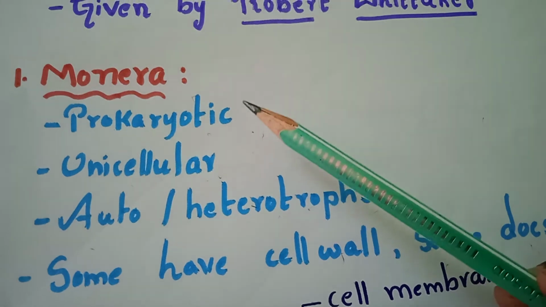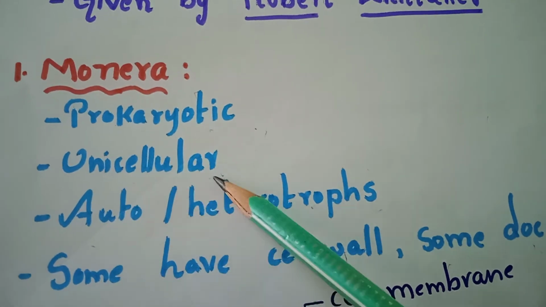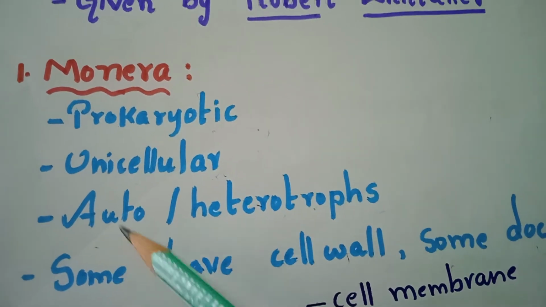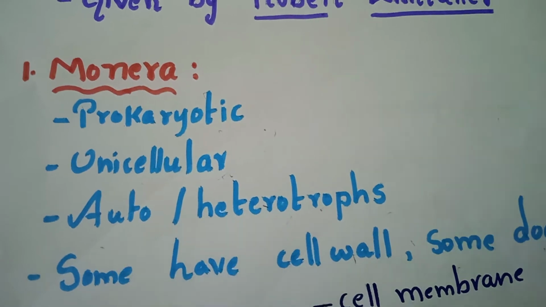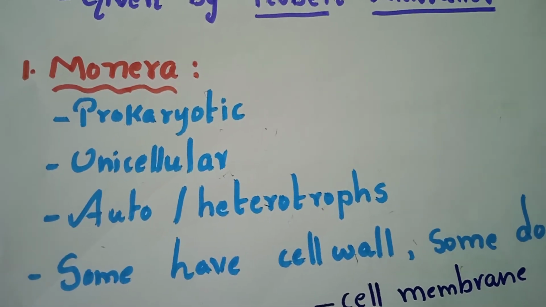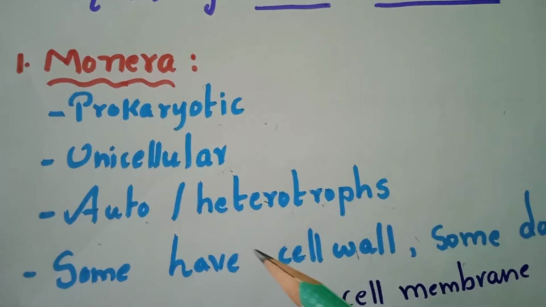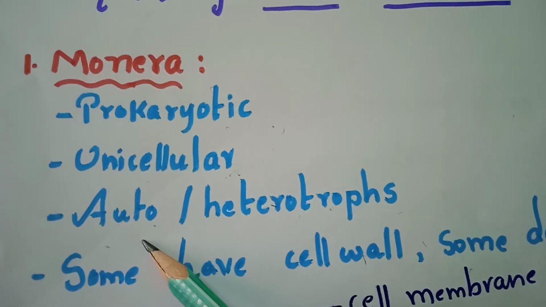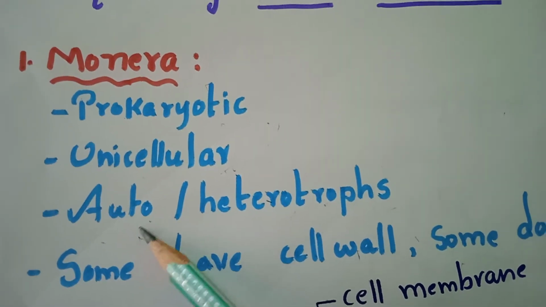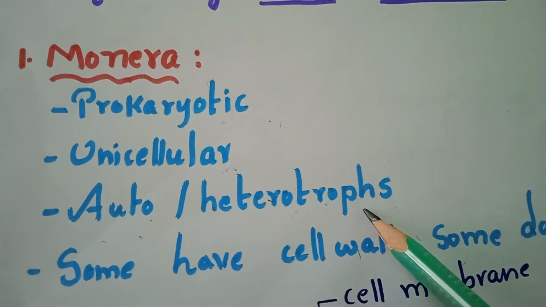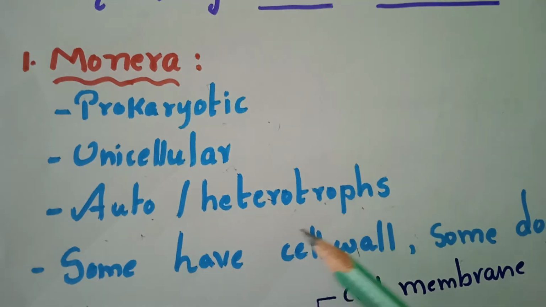Prokaryotic, that means the organisms don't have a nucleus. Unicellular, made up of only one cell. Autotrophs or heterotrophs, that means like plants, some bacteria can perform photosynthesis, like cyanobacteria. Actually, the bacteria that have light pigments can absorb carbon dioxide and use light as an energy source. And heterotrophs like Xanthomonas, Escherichia coli, Rhizobium, Salmonella, like that.